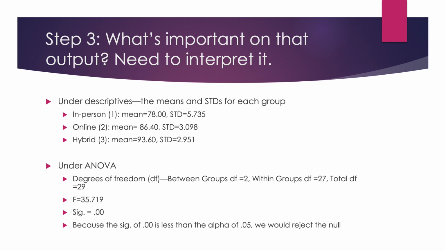Under the subheading ANOVA, what's important is the degrees of freedom. Between groups, degrees of freedom equals 2. Within groups, degrees of freedom equals 27. And total degrees of freedom equals 29. The F statistic is also important, and that equals 35.719. And the significance is important, and that equals 0.00. Because the significance of 0.00 is less than the alpha of 0.05, we would reject the null hypothesis.